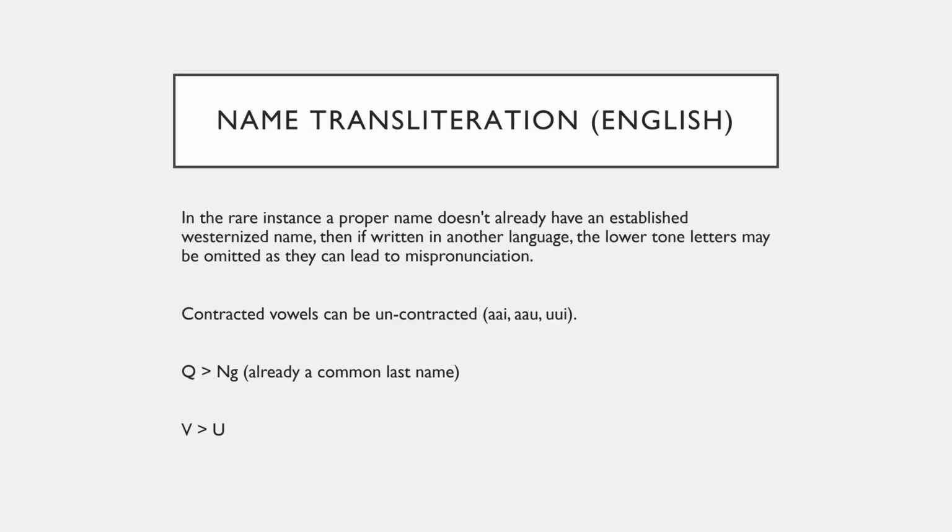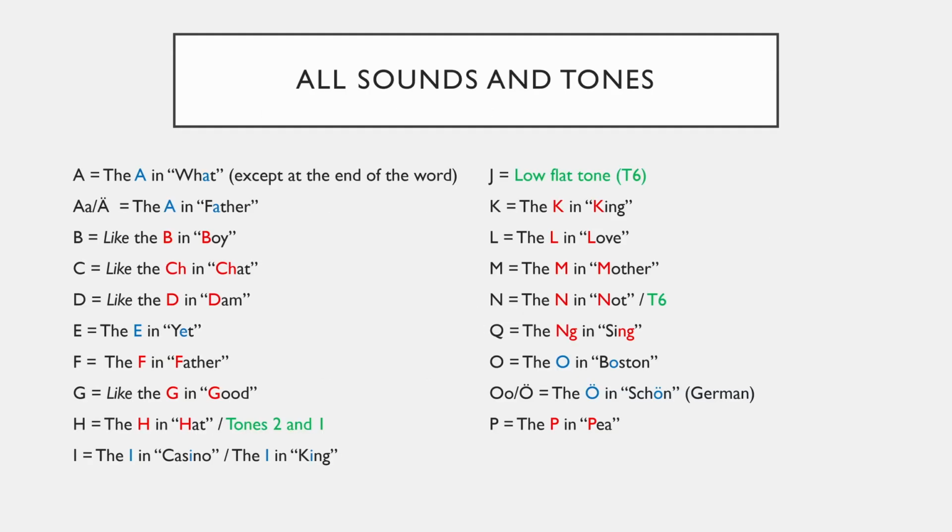And then lastly, and I'm not even sure how relevant this would be, if you have someone who goes by a Cantonese name and they need to transliterate it into an English-speaking country or some other Western country, there are some changes you can make to make things smoother. First is to disregard the tone letters because that would just add more confusion. You can change the Q to an NG. You could change the V to a U. And if you have contracted vowels like the AY, AW, and UY, you can uncontract them into double AI, double AU, double UI.